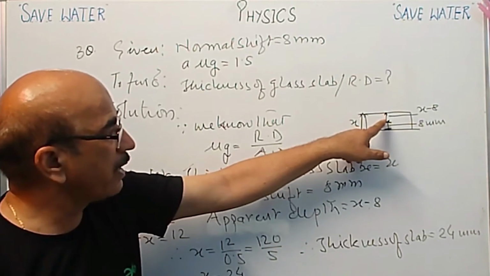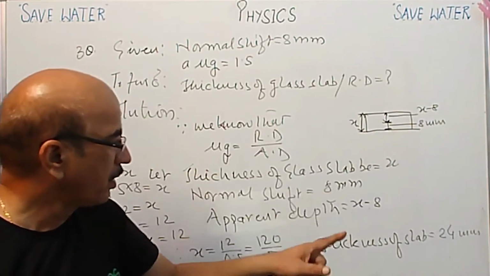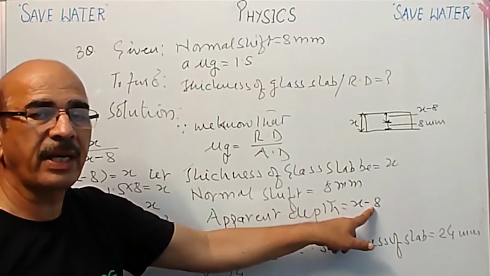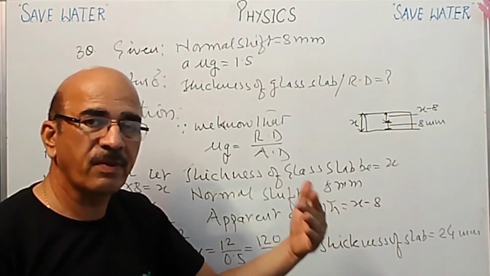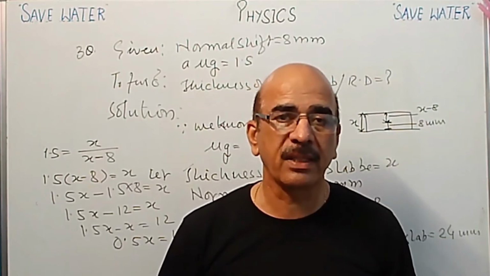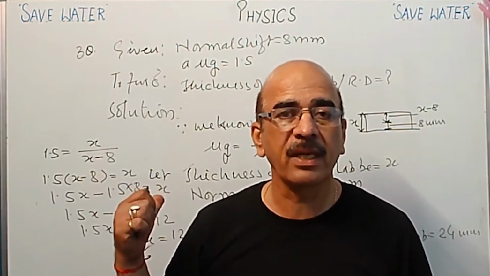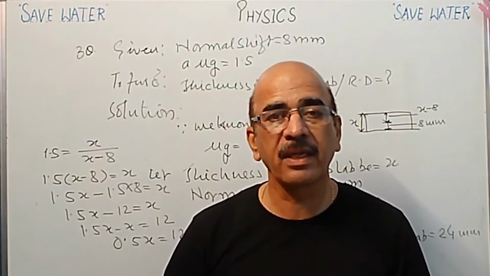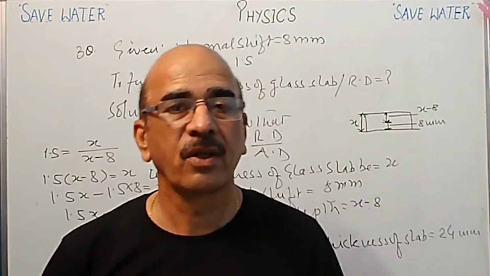And if you are asked to find out the apparent depth, so x minus 8, so 24 minus 8 we will do, then the apparent depth will also come. So this way we can solve the numericals also. So we have done 3 numericals, and this is a very good numerical because it is giving you knowledge and then it will help you to solve other numericals.